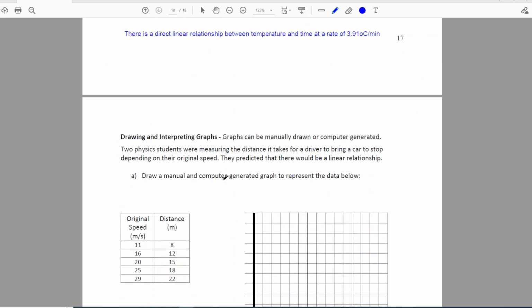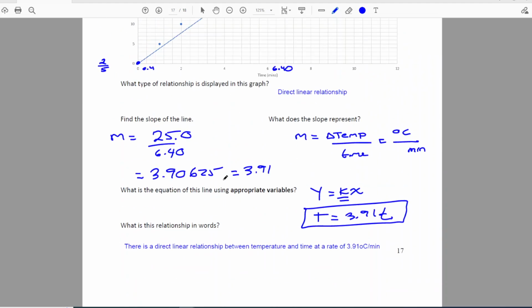All right. The last thing we're going to do is draw and interpret graphs, but I think I'm going to pause this video. You could practice interpreting the graph that's in the worksheet, and then you can come back and watch this next video on how to generate a graph.